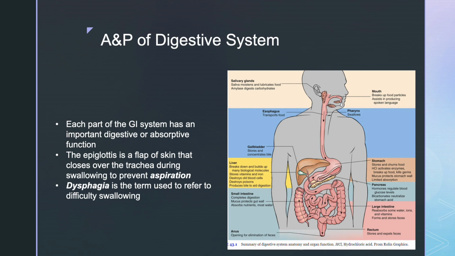Aspiration is the medical term used for choking. Dysphagia is a term used when referring to difficulty swallowing. So when we break the term dysphagia, dys means difficulty, and phagia is the medical term relating to swallowing. So dysphagia is difficulty swallowing, and this can put a patient at risk for aspiration.